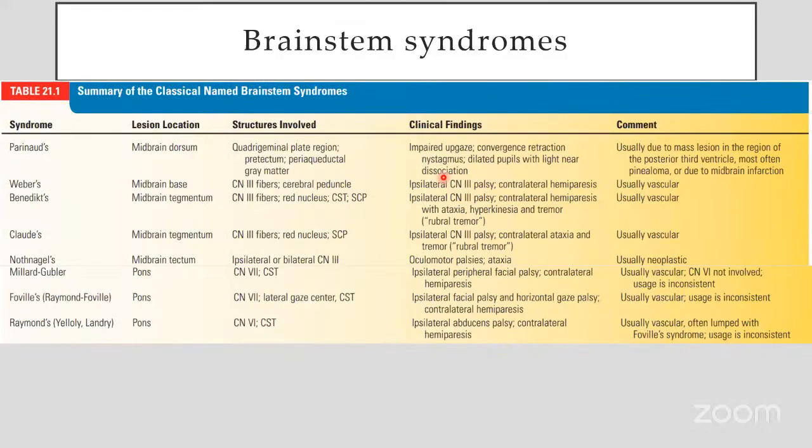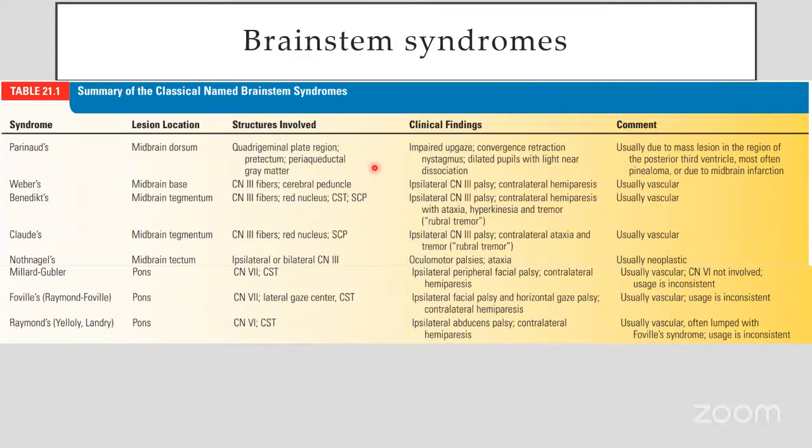We start with the midbrain syndromes, that is Claude syndrome, Weber syndrome, Benedikt syndrome, and Parinaud syndrome. The difference in all 4 of these is the location of the lesion and the structures involved. In Parinaud syndrome, the lesion is localized to the midbrain dorsum, and the structures involved are the quadrigeminal plate, pretectal area, and the periaqueductal brain. This results in impaired upgaze, convergence retraction nystagmus, and dilated pupils with light-near dissociation because of involvement of the pretectal nucleus of the third cranial nerve.